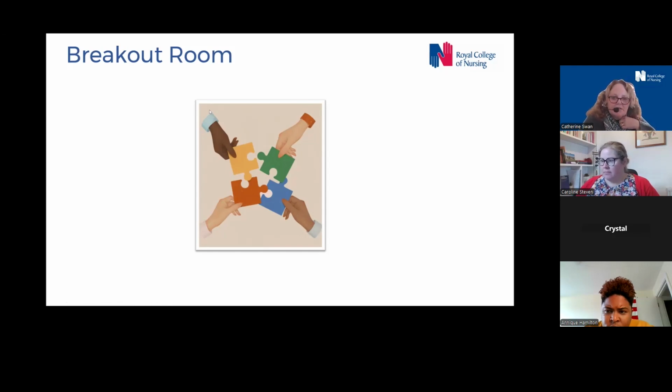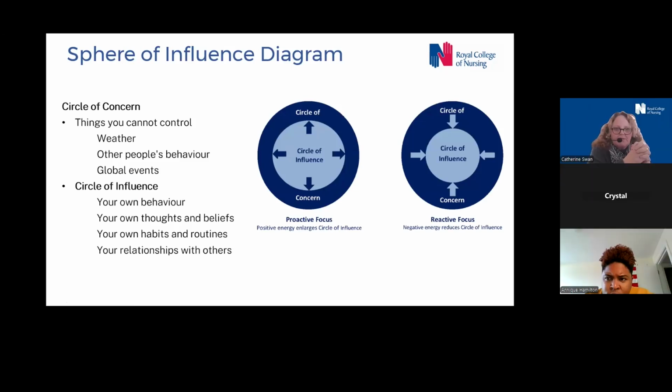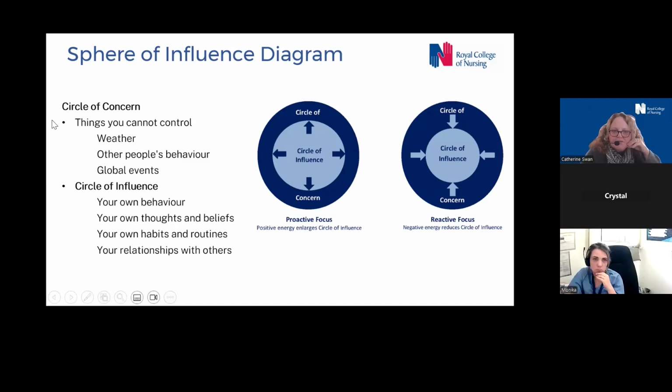Next slide, Caroline. Something's happened. So the sphere of influence diagram, we're looking at this, and I'm sorry, because I see here it's come up as the circle of influence and it should be the circle of concern. So apologies for that, I must have misprinted that. The proactive focus: things you can control and things you cannot control.